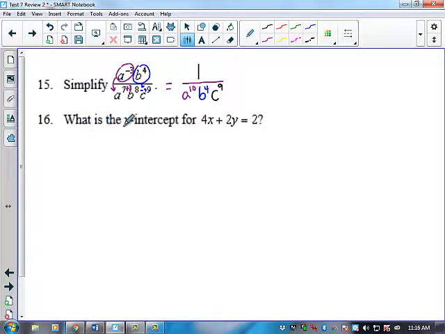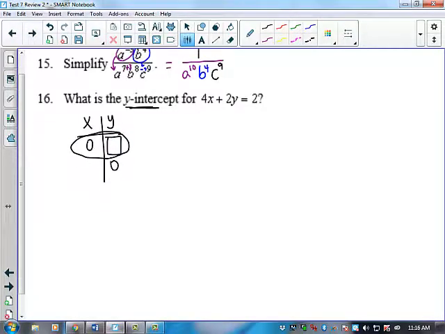On 16, it says, what is the y-intercept for this? I'm going to talk about both intercepts. Whenever we do intercepts, I want your first thought to be t-chart, plugging in a 0 for an x and a 0 for a y, so I can find the intercepts. Now, the y-intercept, remember, is where we are solving for y. So I'm looking for this ordered pair.